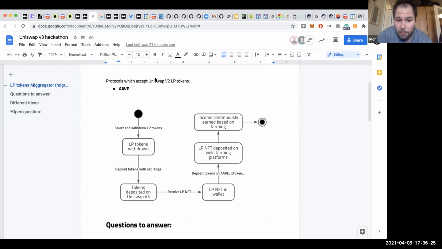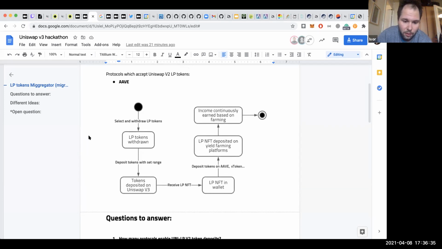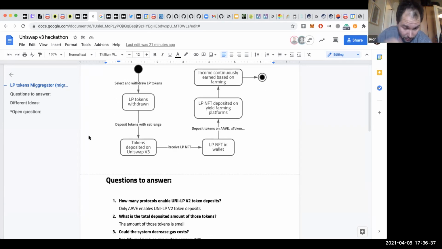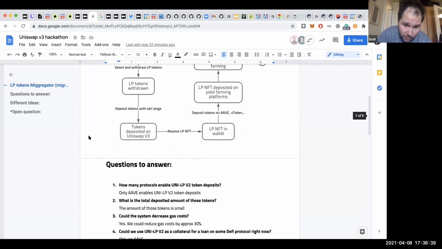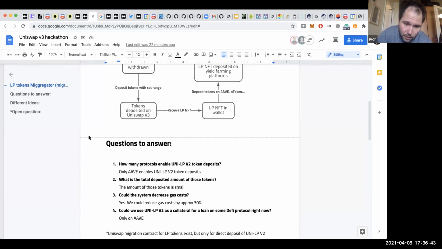But the main part of this tool would be used in the next couple of months or year or something like that. But yeah, I will continue. So after some research, first of all, we wanted to answer some of those questions.